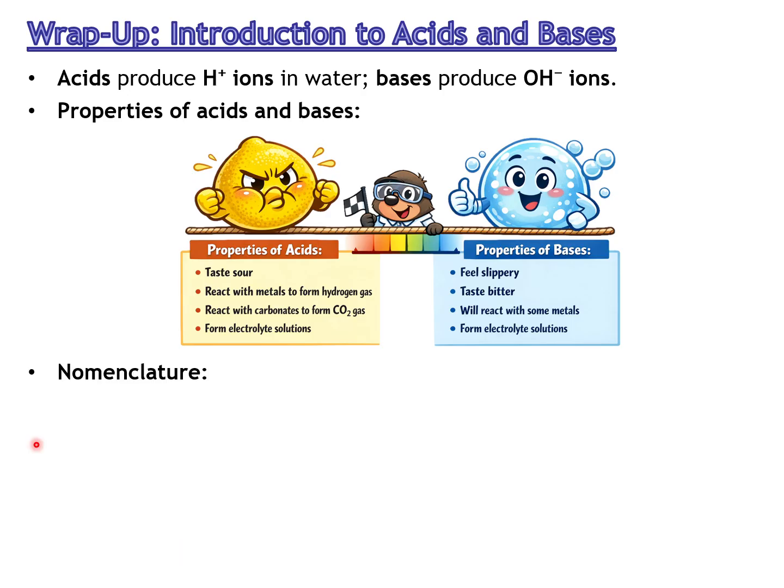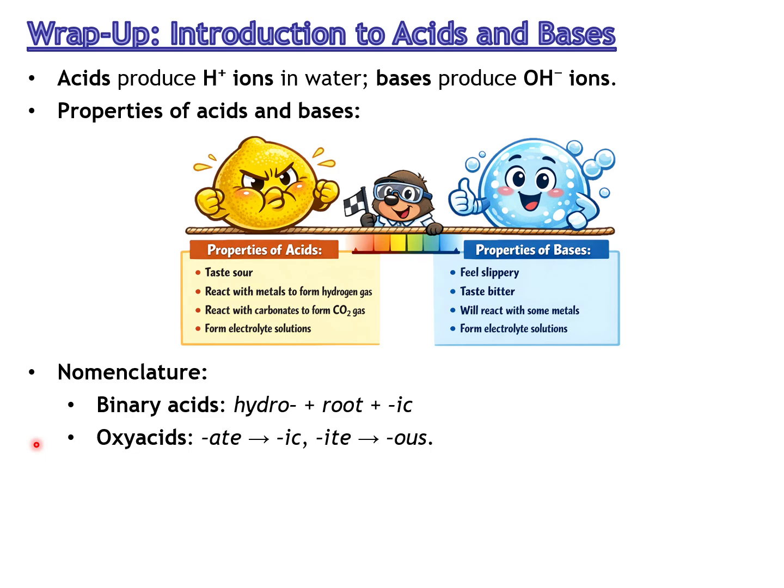Nomenclature, we saw that there are two different types of acids. We have binary acids, so 2 capital letters in the formula. When you go to name those, it's going to start with hydro. And then it's going to be the root of the second element, so chopping off the ine typically, and then we add an ic. So for example, HCl is hydrochloric acid.